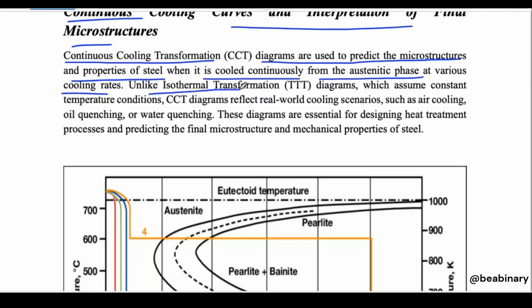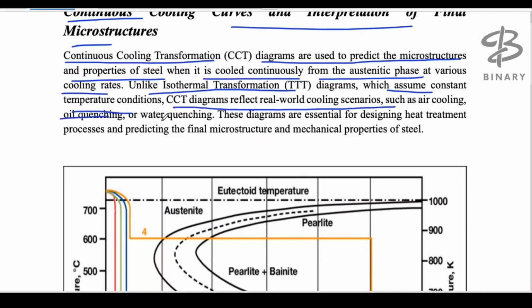Unlike the isothermal transformation diagram, which assumes constant temperature conditions, CCT diagrams reflect real-world cooling scenarios such as air cooling, oil quenching, and water quenching. These diagrams are essential for designing the heat treatment process and predicting the final microstructures and mechanical properties of steel.